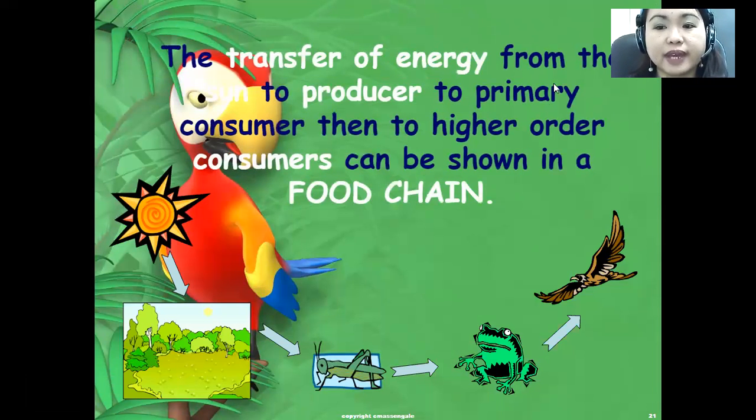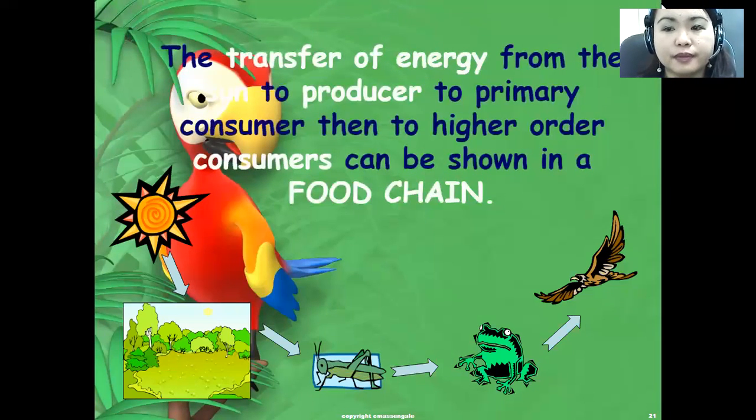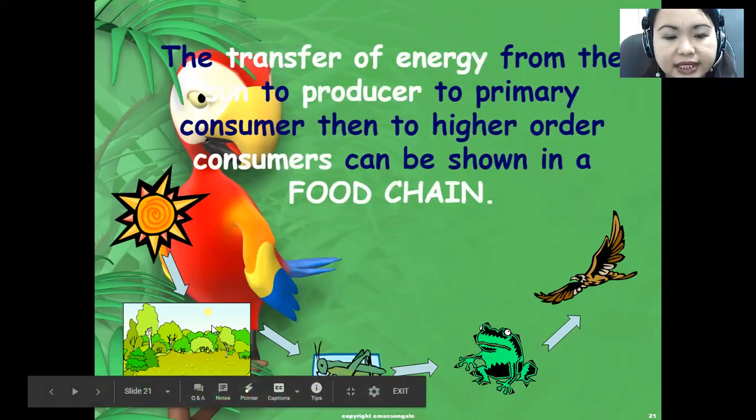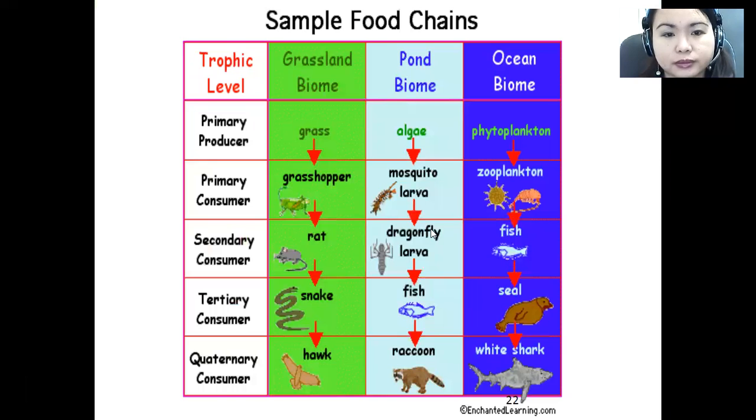So the transfer of energy from the sun to producer to primary consumer, then to higher order consumer, can be shown in the food chain below. From the sun, the plant takes the energy and then transfers it to the caterpillar, into the frog, and into the bird or the hawk. So these are some more samples of food chains.